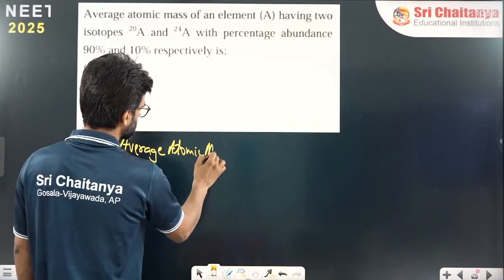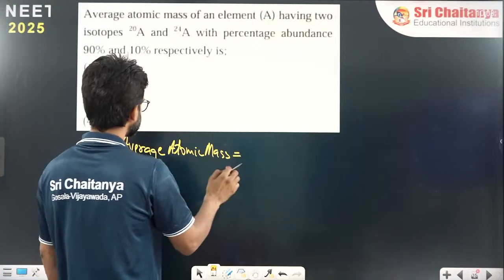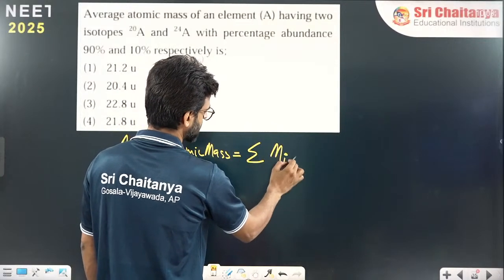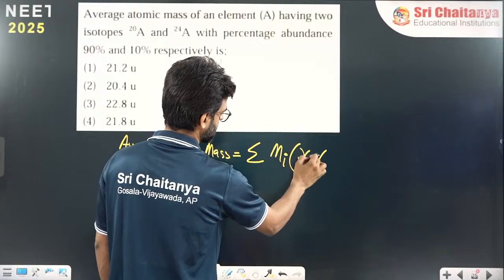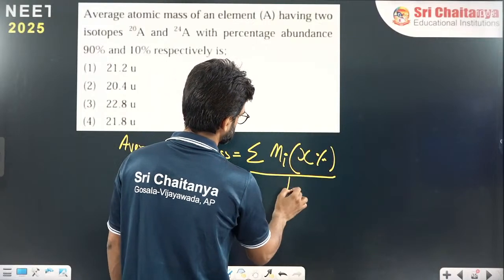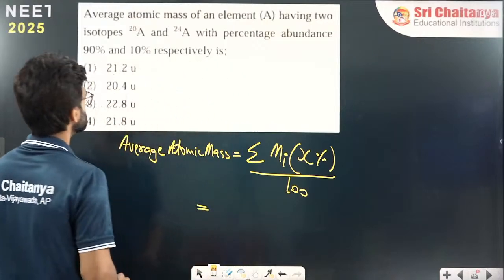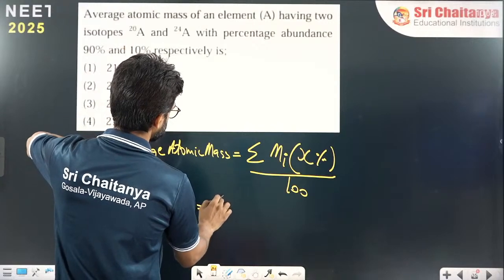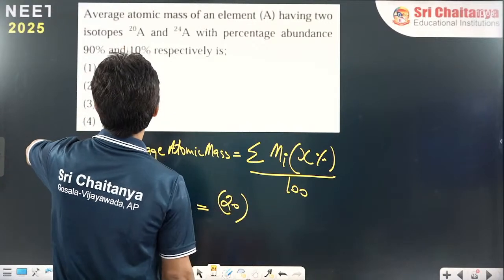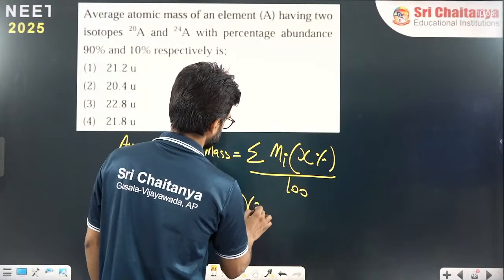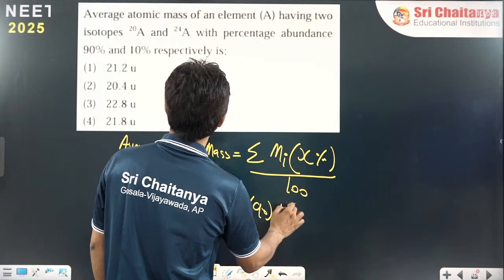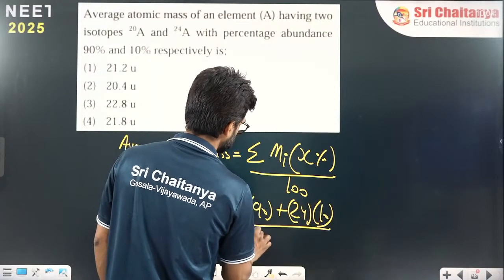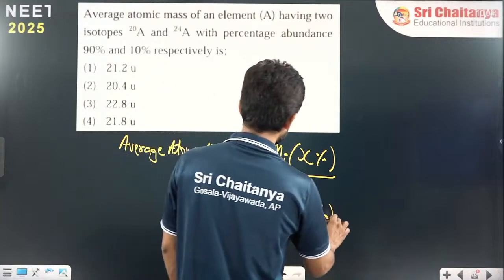For those elements which exist in isotopic forms, we can say average atomic mass is the mass of that isotope times the percentage divided by 100. Like here, it exists in two isotopes. The first one has mass 20 and its percentage is 90, plus the other one with mass 24 and abundance 10, divided by 100, right? So how much is coming from here?